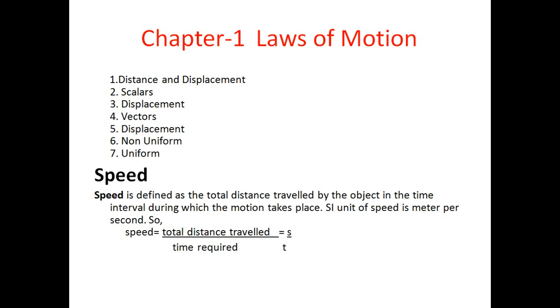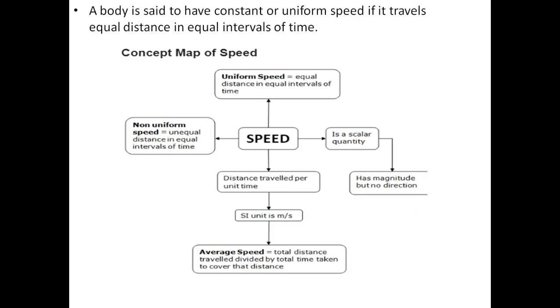Now, what is the SI unit of speed? The SI unit of speed will be meter per second. Why meter per second? For distance it is meter, and for time it is second. And if you write it in CGS units, it will be centimeter per second.